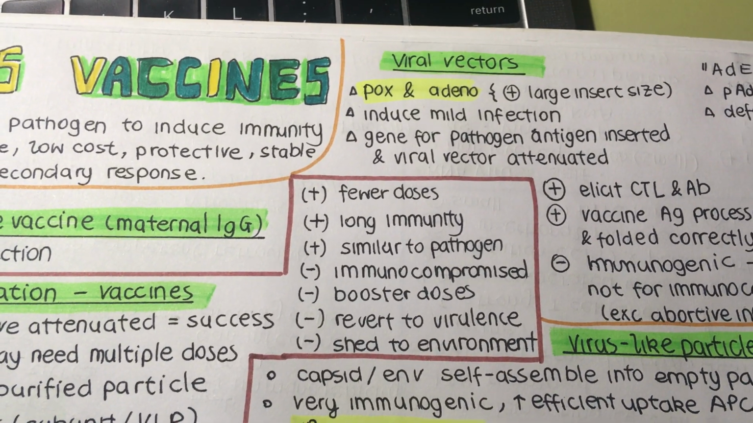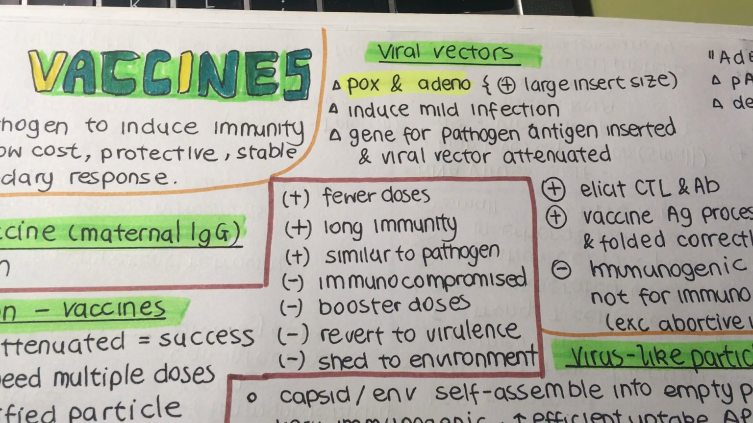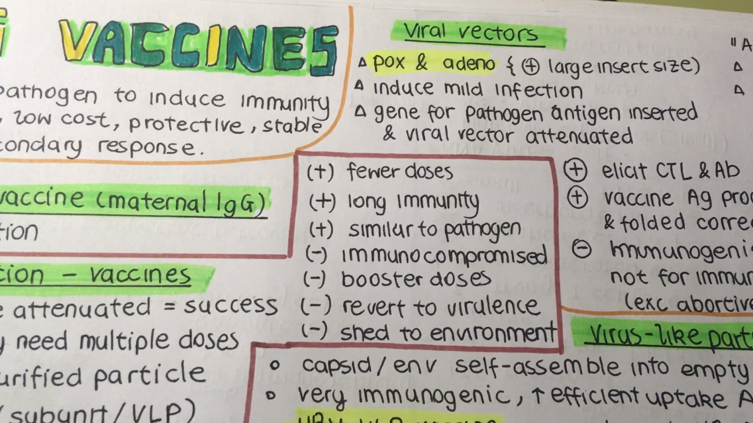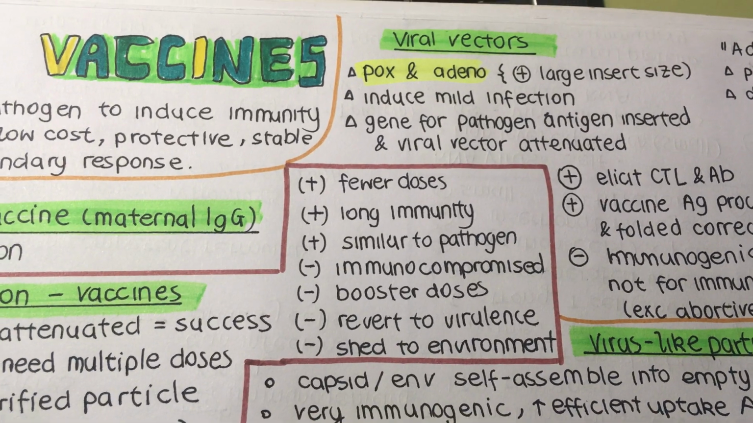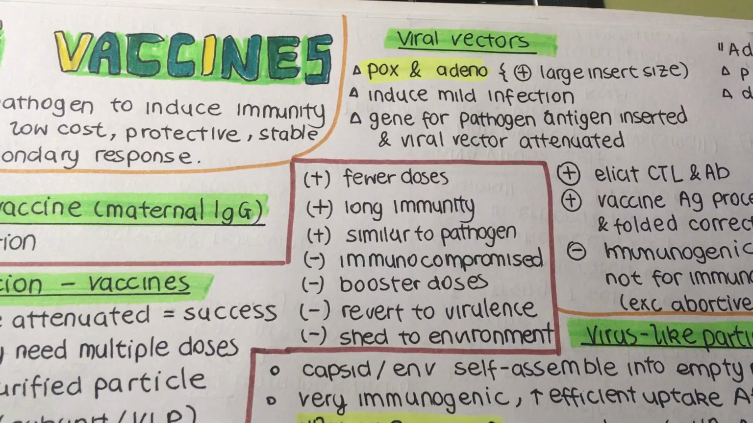immunity that is similar to the natural pathogen response, or maybe even better, such as the case of HPV. But it is not that desirable for the immunocompromised, and can be unsafe. There is the possibility that you can revert to virulence as well, and you can also be shed to the environment.